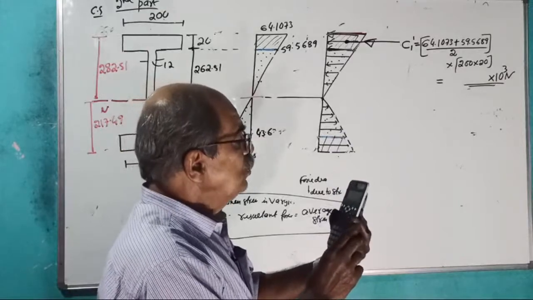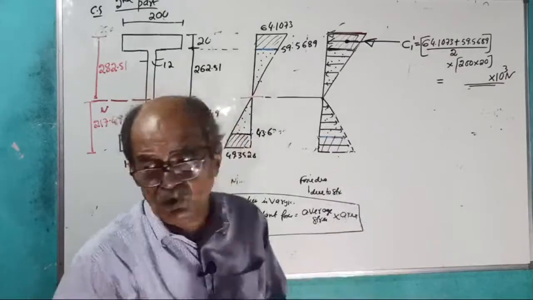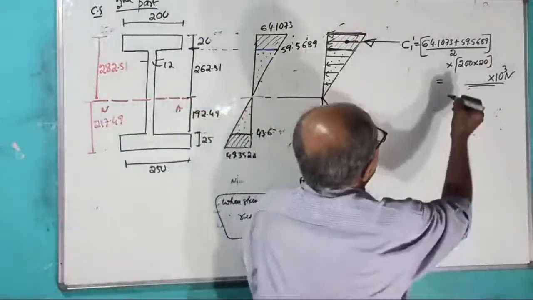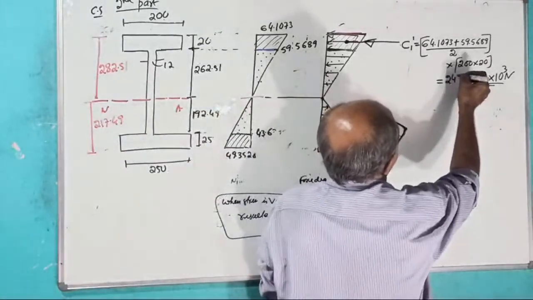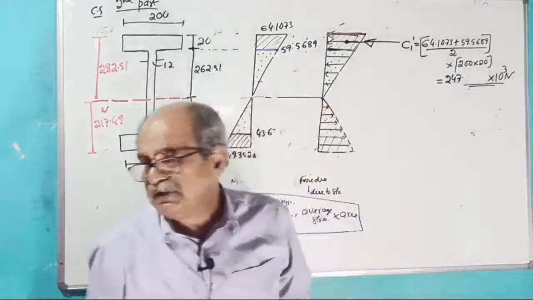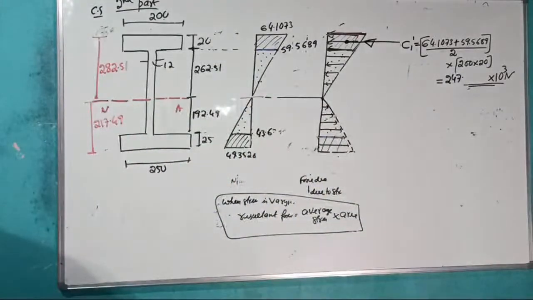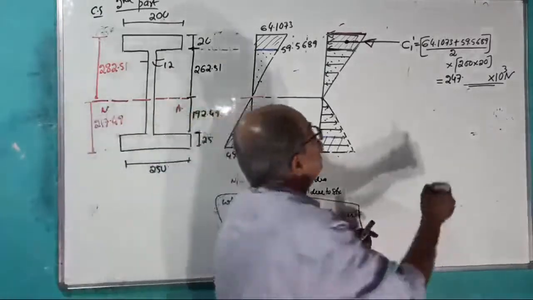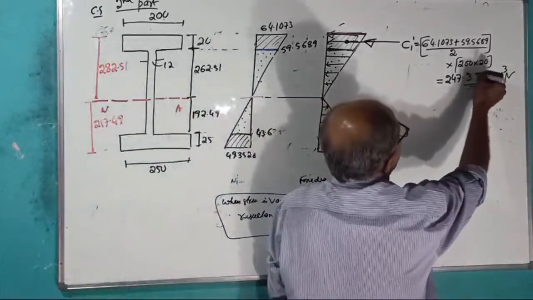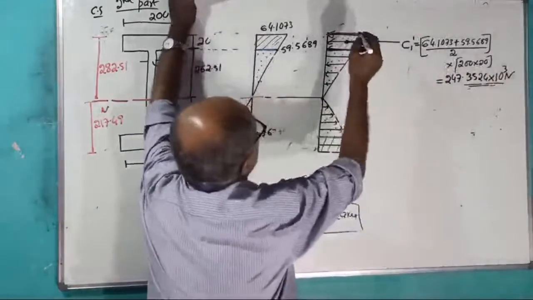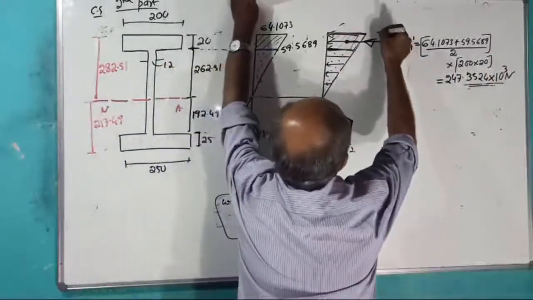Is it 247.3524? 247 point... It is 247 point. See, once again problem. I got 3524. Okay, 3524 times 10 to the power 3 Newton. And see, now I want this distance.